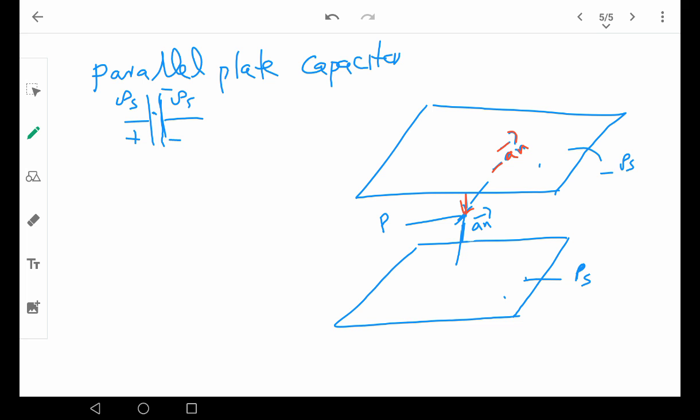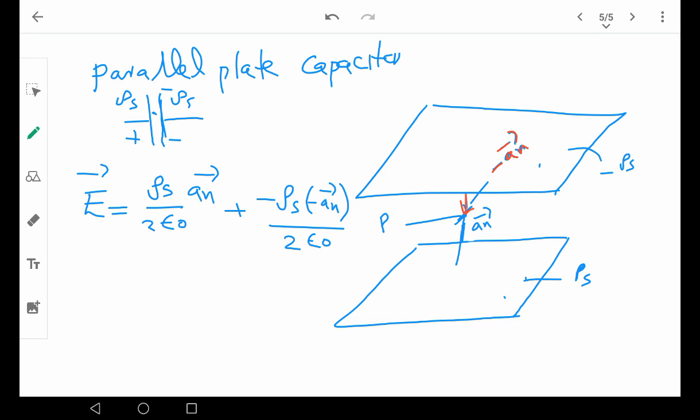You have some point in between, and you want to find the electric field at that point. So E equal to: the lower plane, the XY plane, gives an electric field of rho s by 2 epsilon 0 a n. The upper plane, with minus rho s and minus a n, gives the same divided by 2 epsilon 0. If you add both, you get the electric field at any point in between the two plates as rho s by epsilon 0 a n.